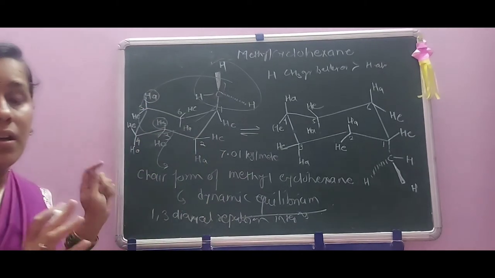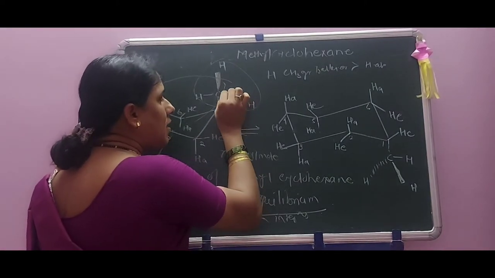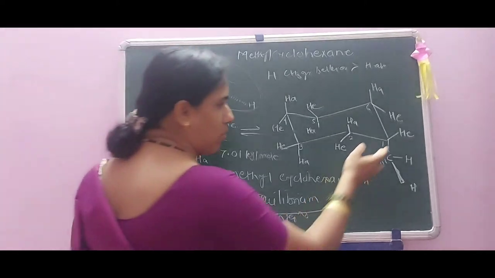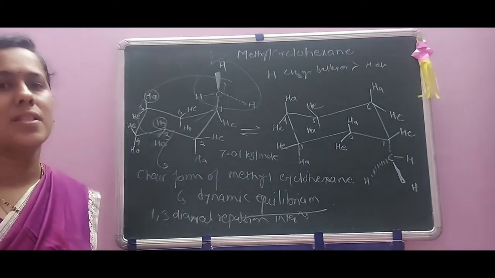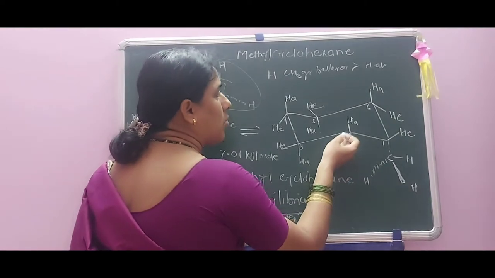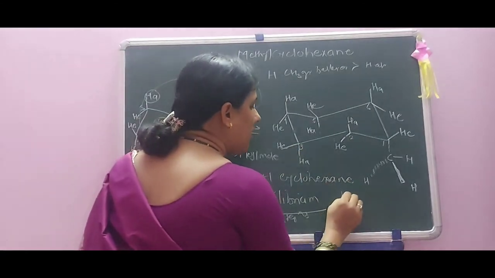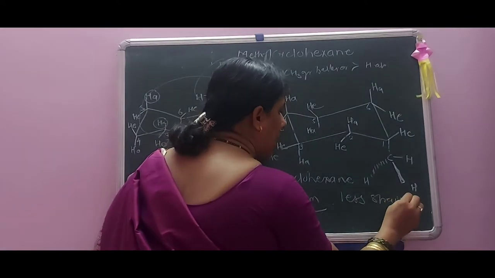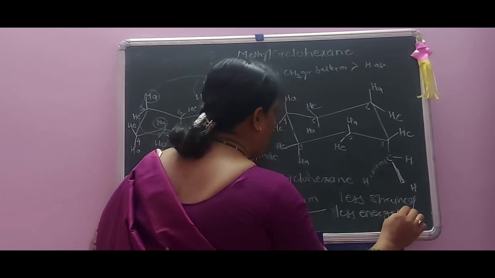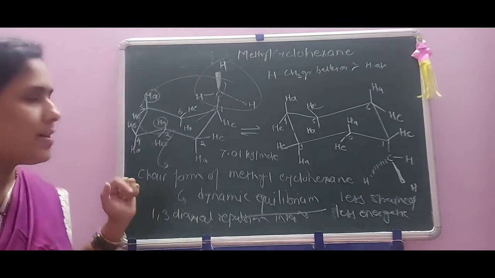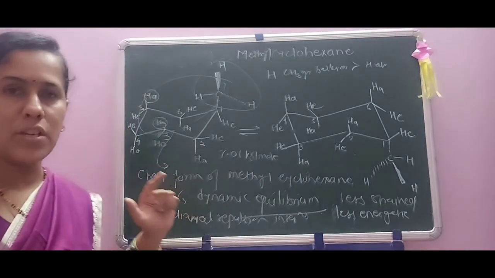Thus, the molecule becomes less energetic, but it is the least favored configuration. Therefore, the methyl group tries to position itself in an equatorial position in order to minimize the 1,3-diaxial repulsion interaction, so as to minimize the steric strain, that is, the internal strain in the molecule. Thereby, this configuration of methylcyclohexane becomes a less strained one, and it becomes the less energetic one. Thus, the equatorial form of methylcyclohexane has the less energy. Therefore, it is the more stable configuration.